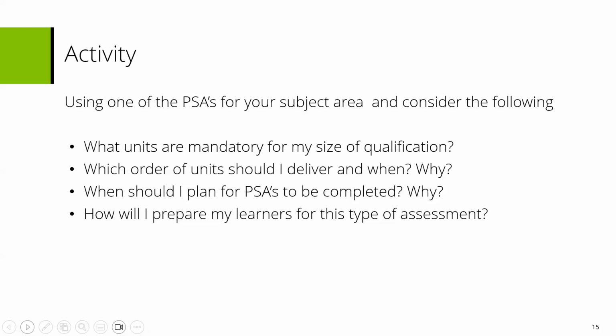So I'm going to ask you to do an activity. What I would really like you to do is to think about which units are mandatory for your size of qualification, which order of units should you deliver and when, but more importantly, think about why they work best that way. Think about when you should plan for a Pearson set assessment to be completed, and again, why, and how are you going to prepare your learners for this type of assessment. So please pause the recording whilst you work through this activity and then press play when you are ready to start again.